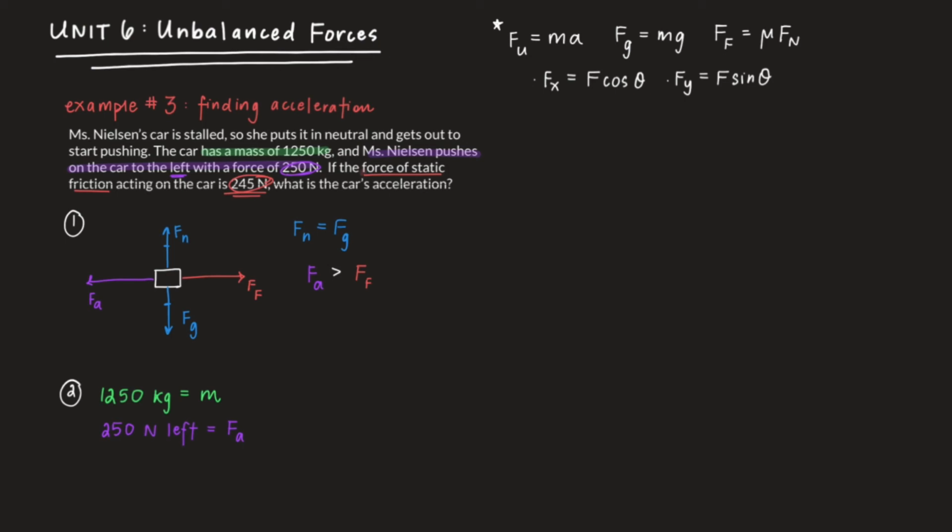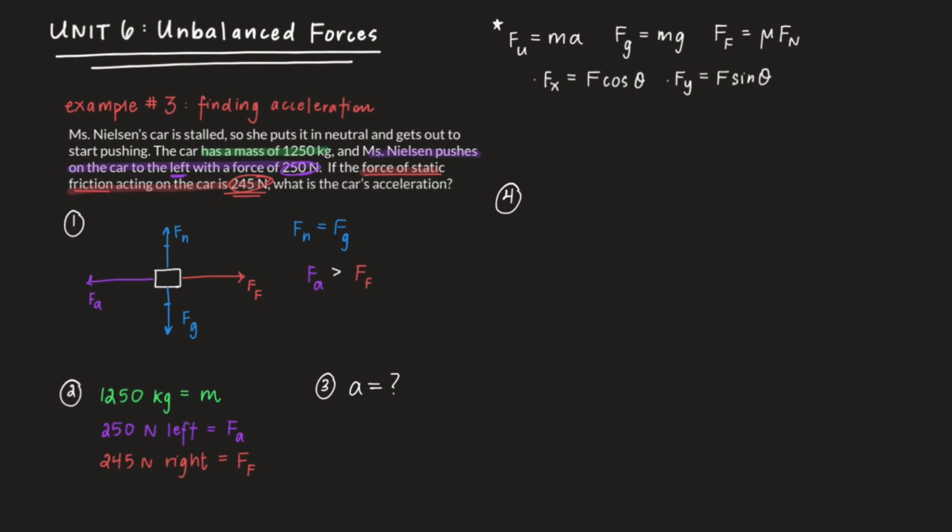And again, it's pointing straight to the left. There's no angle business. We don't have to worry about the components. Finally, the force of static friction acting on the car is 245, and we already determined that that is pointing to the right. So 245 newtons to the right, because I'm pushing on the car to the left, so friction is resisting that motion back to the right. Those are all the numbers that were given in the problem. Step 3, it's asking what is the car's acceleration. So A is our unknown. What is the acceleration of the car?